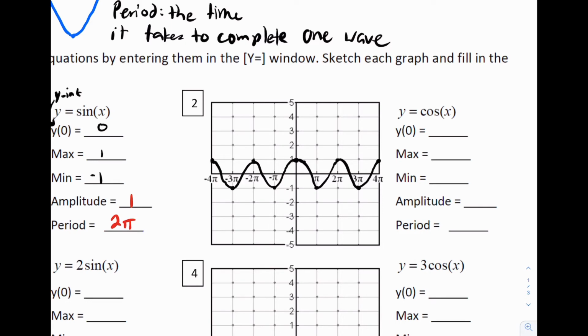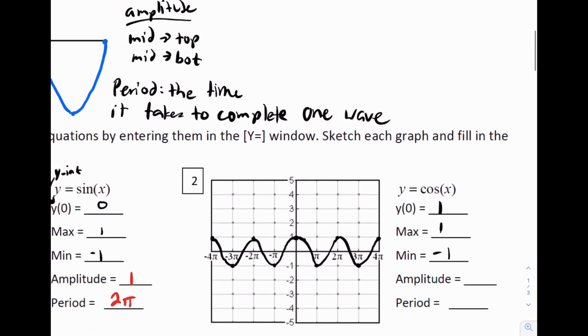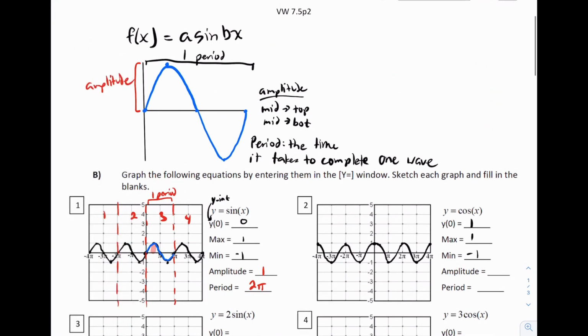So our y-intercept, we can look right there. That is 1. The max is 1. Min is -1. Now for amplitude and period, let's go back up to our note section. Let's talk about f of x is equal to a cosine bx.